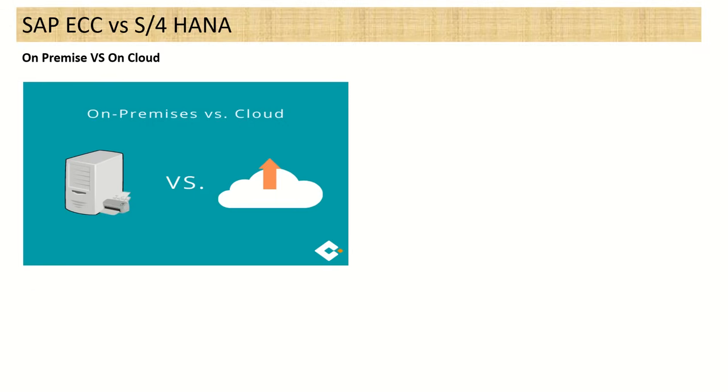One more important change between ECC and S4 HANA: ECC is available only in the on-premises version. This means for the ECC software we need to purchase physical hardware, either purchase it or rent it from a service provider, and install it on a physical server, which is called on-premise. That on-premise server we can keep in our own office or at the service provider location. But for ECC, only one solution is there, that is on-premise.